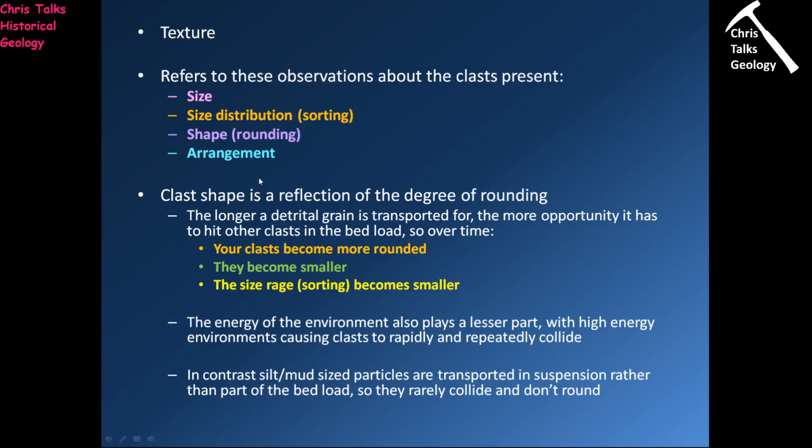So the clast shape is a reflection of the degree of rounding. How well or poorly rounded are your clasts? So the longer a detrital sediment, so that's a clast-bearing sediment, is transported for, the more opportunity it has for the clasts to hit each other. And so as those clasts are banging into each other over time, number one, they become more rounded. So every time a clast hits another clast, it will knock off a very, very small chunk of the clast. And so over time, sharp corners get knocked off and your clast steadily becomes more and more rounded.